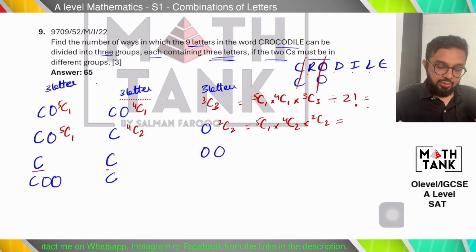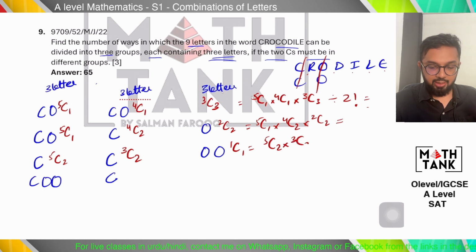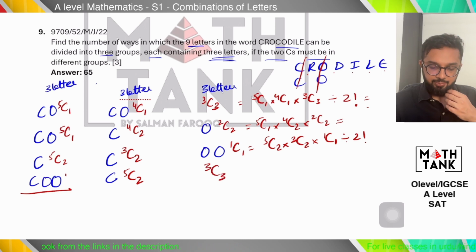Then again, these two groups have both a C at the start. So these two groups will have some identical things. So what I'm going to say is 5C2. Again, repetitions are there. So I'm going to again divide this by 2 factorial. Then this group is already selected. So 5C2 here, and then 3C3 here. So 5C2 into 3C3.